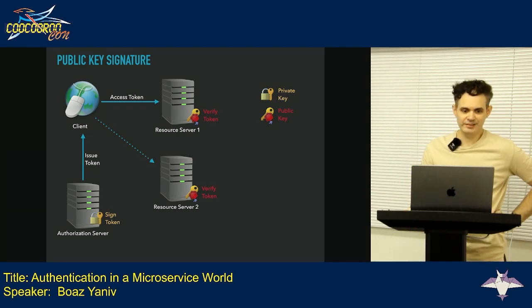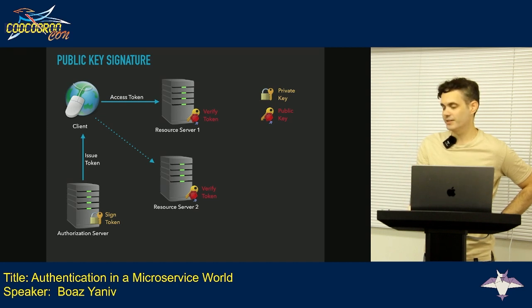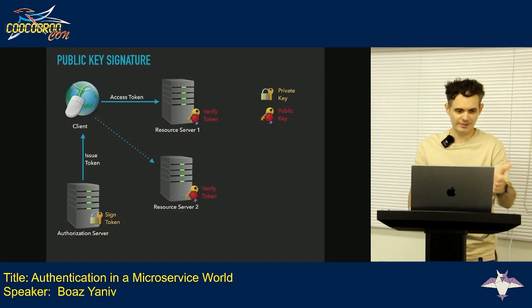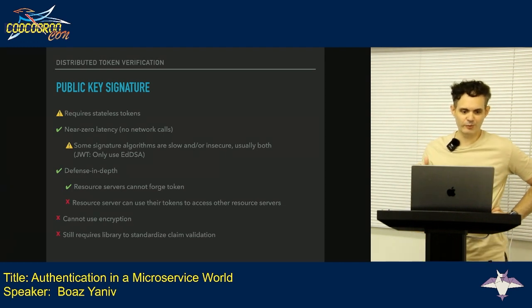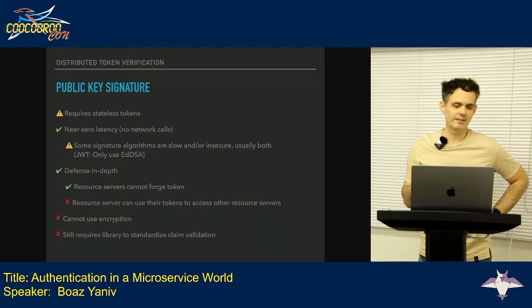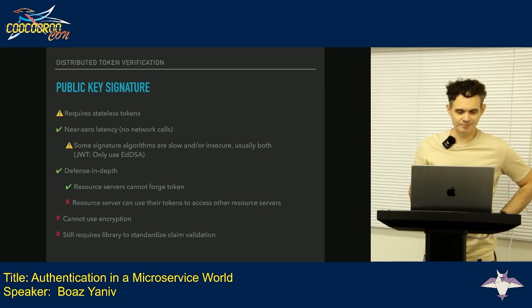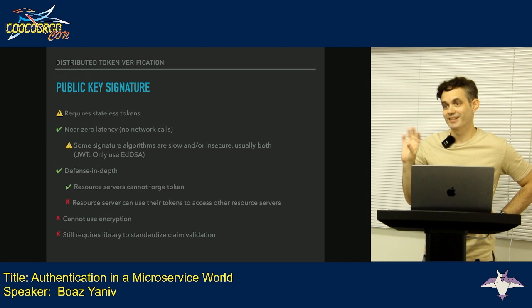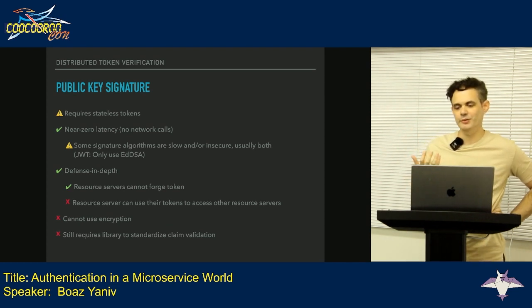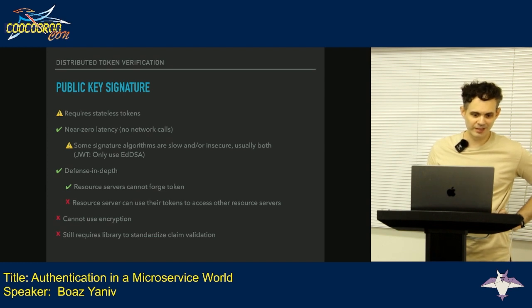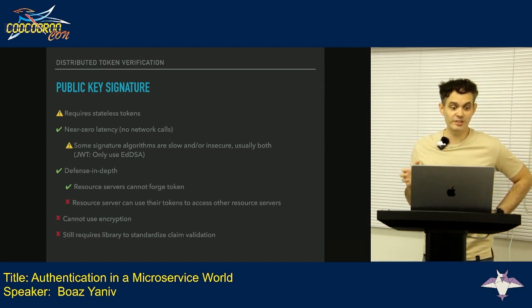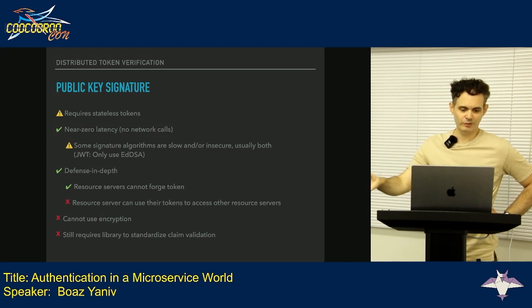The other option that is slightly better usually is using a public key signature. So here only the public key is shared to the different resource servers. And this still requires stateless tokens. It has near zero latency. The difference is that you need to use a fast algorithm. You probably cannot use JWT, right, or the standard algorithms in JWT. You need to use something that is faster because RSA and ECDSA are slow. You have good defense in depth now because resource servers cannot forge tokens.